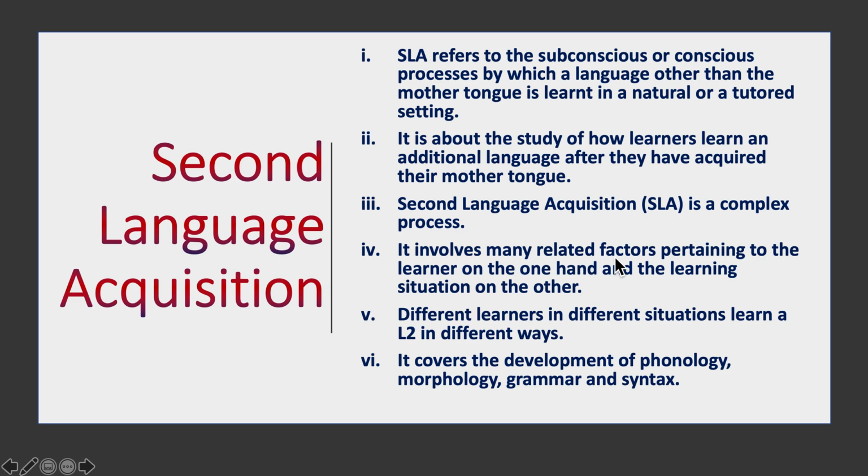It involves many related factors pertaining to the learner on the one hand and the learning situation on the other. It involves a lot of factors in how second language acquisition takes place. Different learners in different situations learn L2, meaning second language, in different ways, and have different stories of how they learn a second language. It covers the development of phonology, morphology, grammar, and syntax. Learning a second language involves a lot of areas of language, that is to say phonology, morphology, grammar, and syntax.